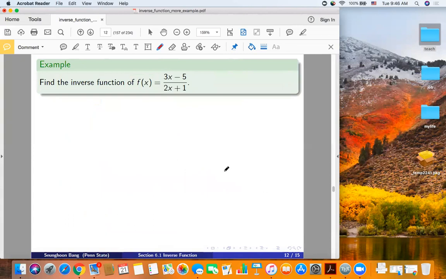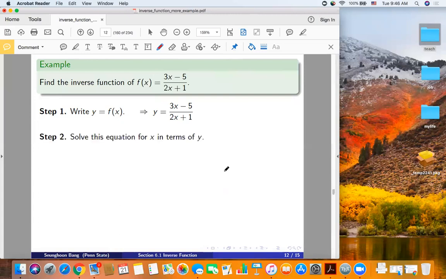Find the inverse function of f of x equals 3x minus 5 over 2x plus 1. Step 1: write y equals f of x first. Y equals 3x minus 5 over 2x plus 1. Step 2, solve this equation for x in terms of y.